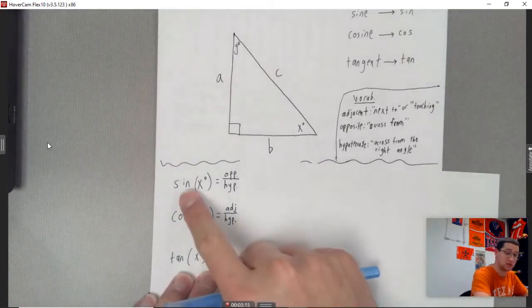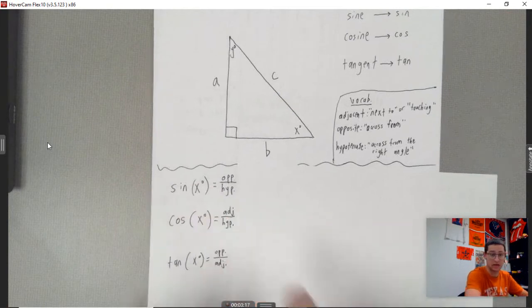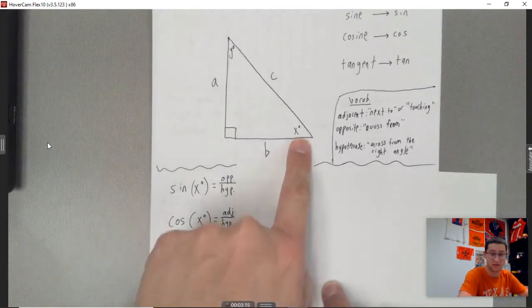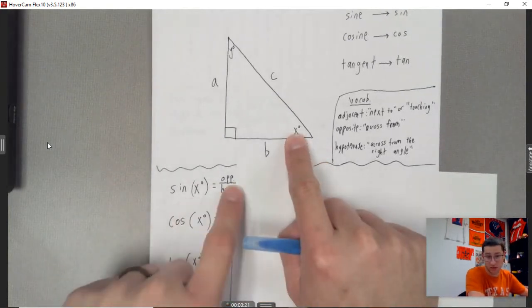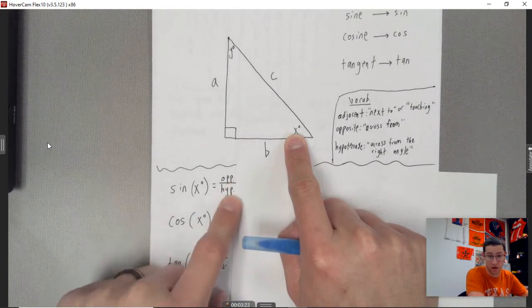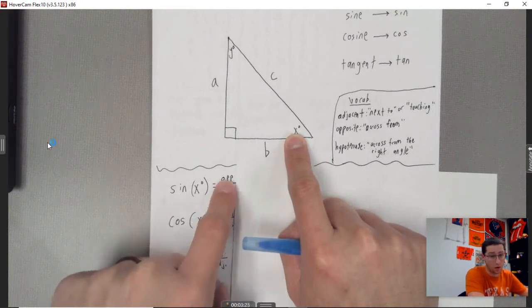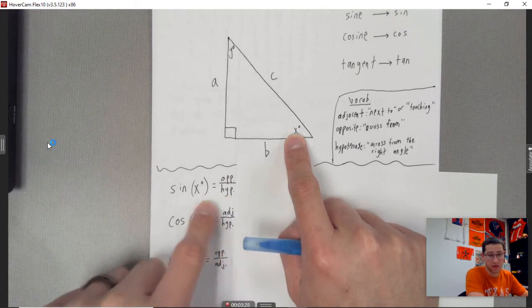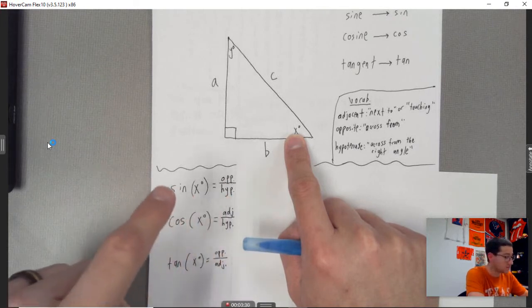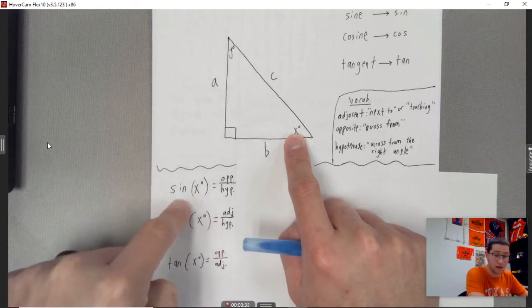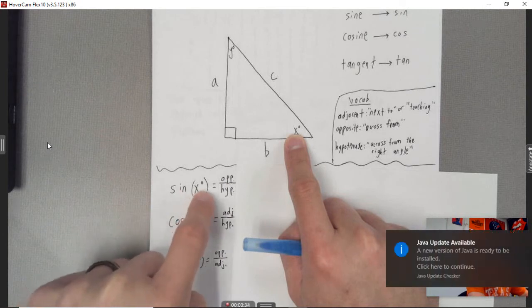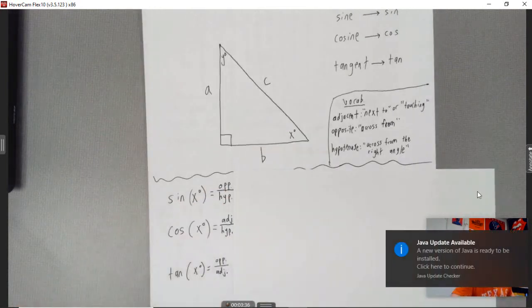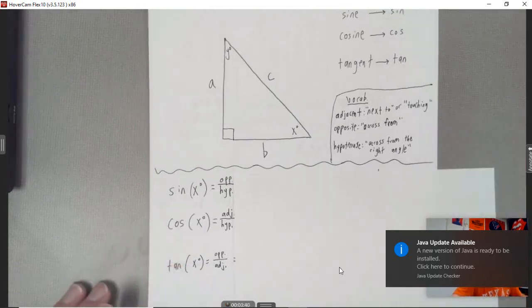So sine of x. Again, I'm comparing it to x. Sine is always going to be my opposite over my hypotenuse. Anytime I'm looking at the ratio of sine, depending on what angle, it's always going to be my opposite over my hypotenuse. So we just always compare those two relationships.